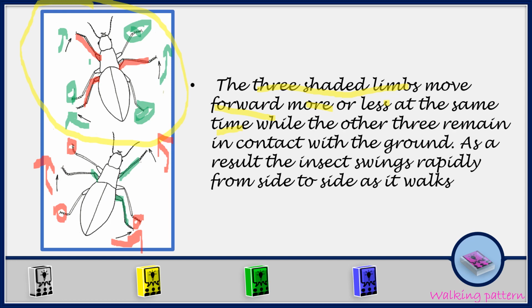It moves by lifting those legs in different positions, while the other three remain in contact with the ground. As a result, the insect swings rapidly from side to side as it walks. So you see, when the other legs are lifted, it will be as if it is swinging in that direction. Now, when the other ones are down, it will be as if it is swinging in this direction. So when the different legs are moving, the insect looks as if it is swinging in different directions.